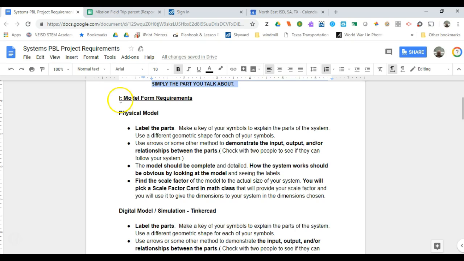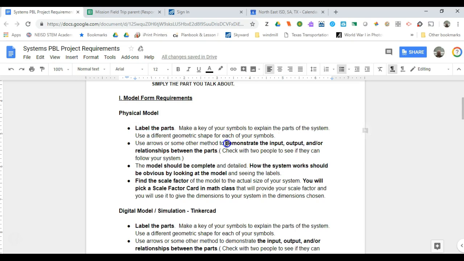Now we're going to talk about the model form requirements. This is the physical model that we're talking about first. It must have these bolded things that we're going to talk about. Label the parts. Make sure you have a key for the symbols that you're going to use. This is part of just good chart making, good model making. If you don't have labeled parts and an easy-to-understand key of the symbols, it just doesn't make sense.